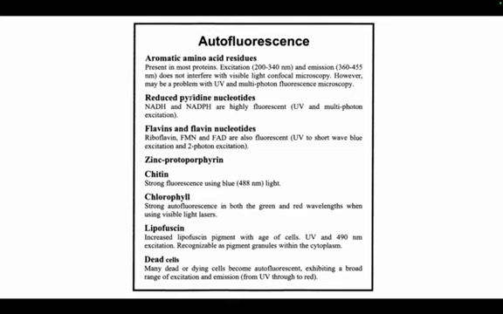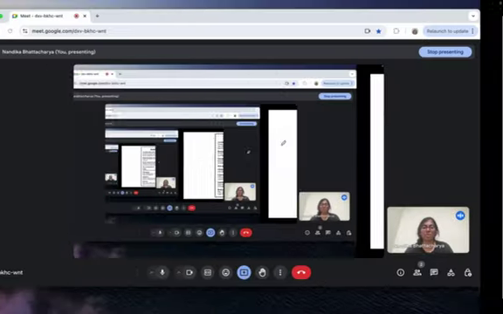So, other things like pyridine nucleotides, flavins, chitin, chlorophyll, lipofuscin, okay, these are all naturally occurring compounds within the cell that have intrinsic fluorescence. And we need to be wary of these when we're thinking about which fluorophores we want to use.